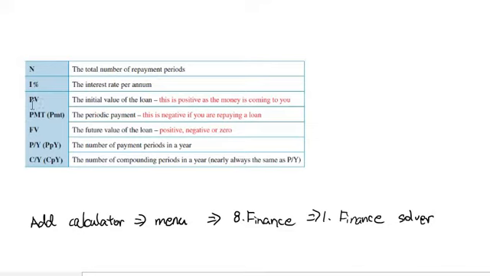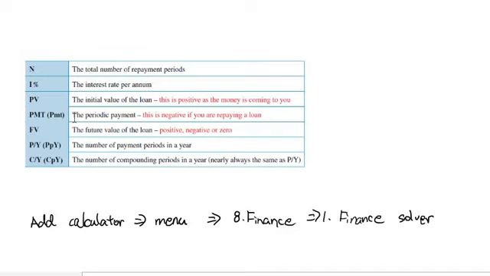PV is the present value, which is also the initial value of the loan. So we can say at time 0, or when you decide to purchase the item when 0 payments have been made, that's the initial value of the loan there.